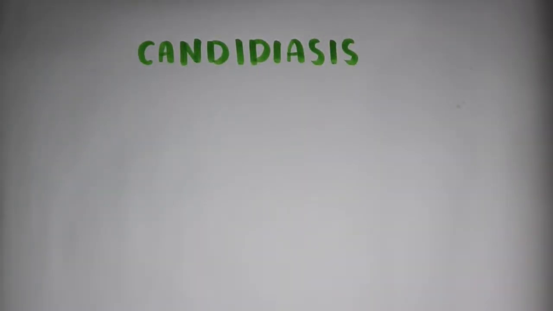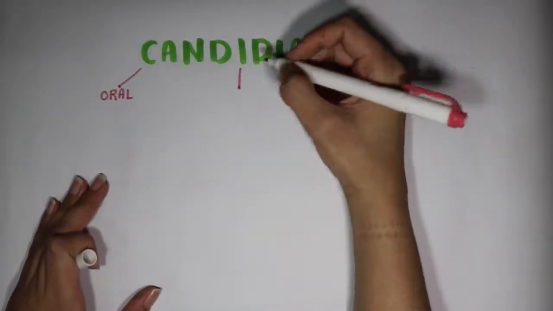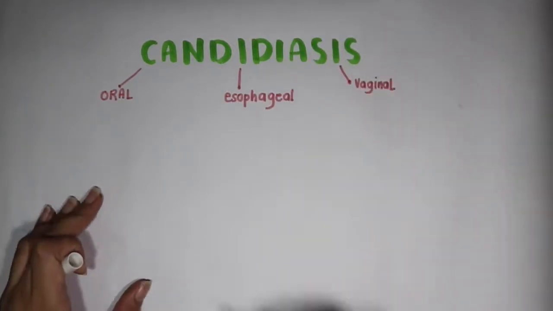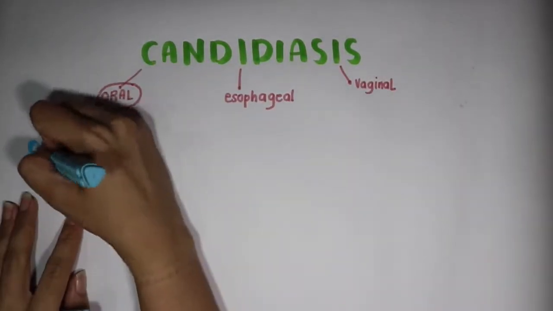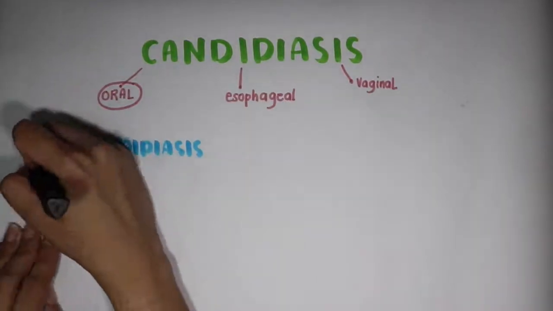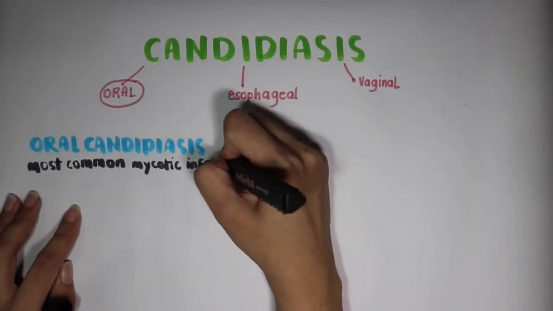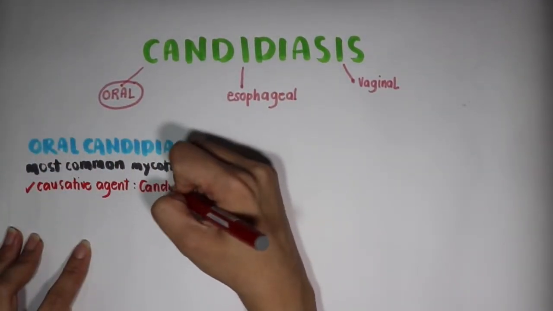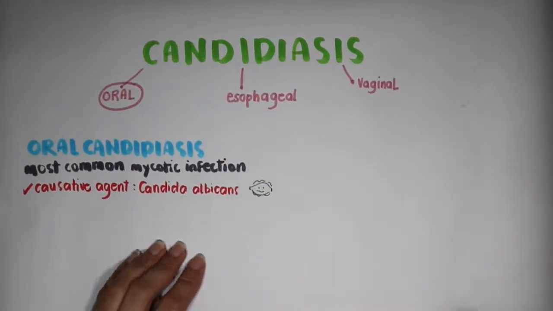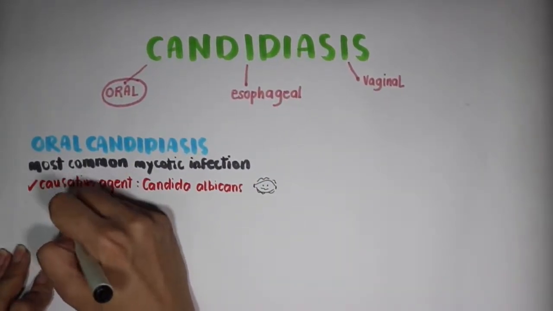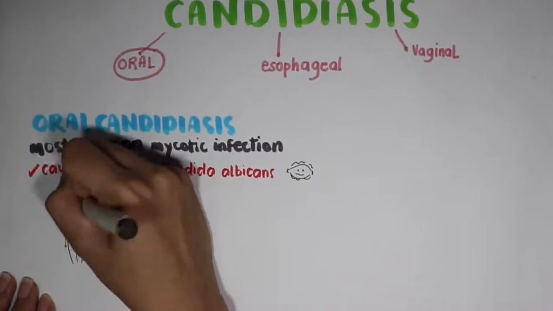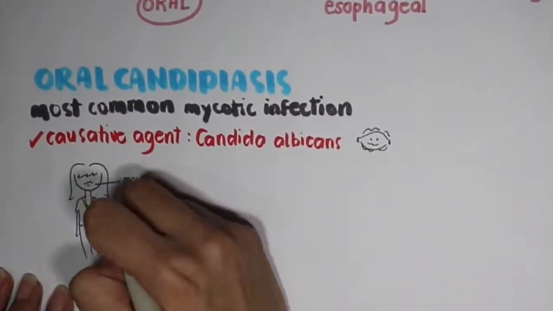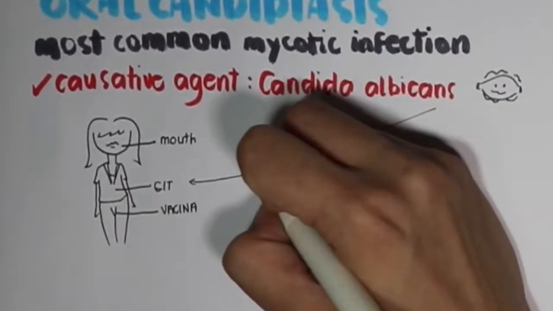Candidiasis is a fungal infection caused by yeast. Candidiasis comes in three types: oral, esophageal, and vaginal. Now, let's focus on oral candidiasis, which is the most common mycotic infection and is predominantly caused by Candida albicans. The candidal organisms are present in the oral cavity, digestive tract, and vaginal tract.